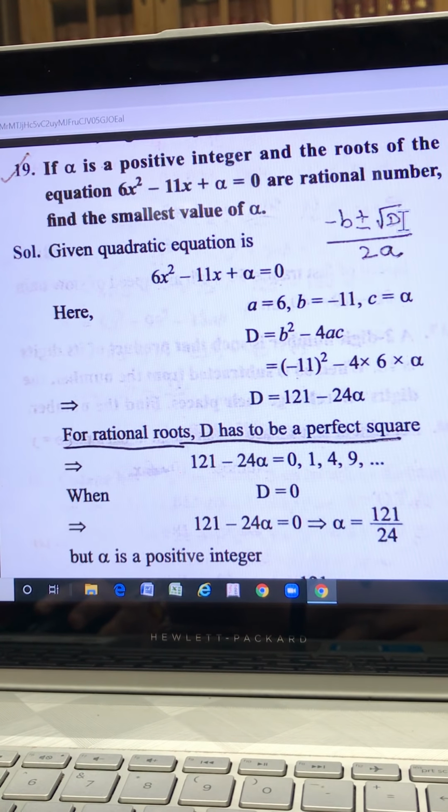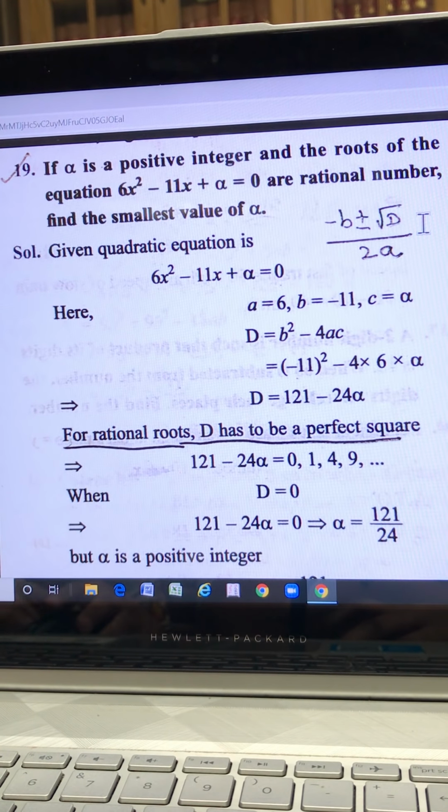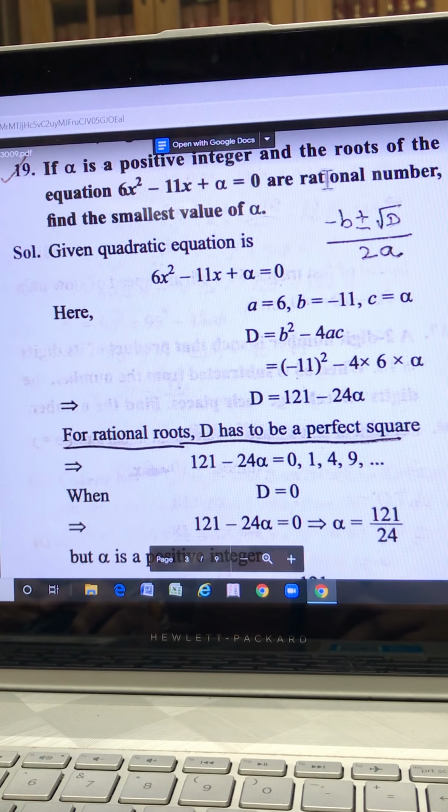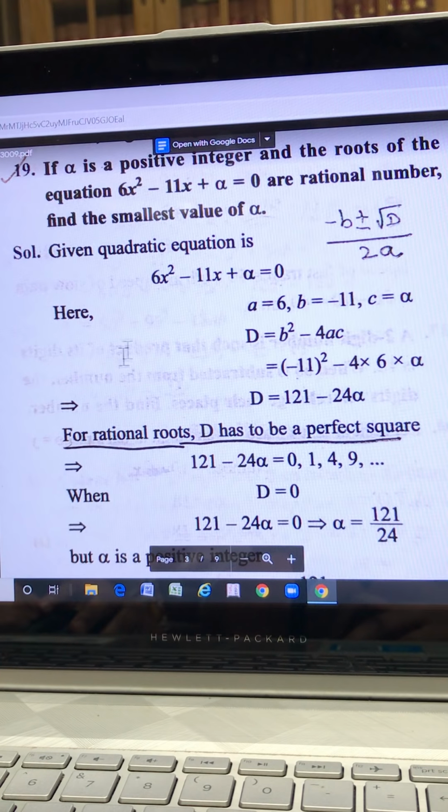So D is some number which is a perfect square, so that you can simplify the square root. This is the only concept that we will be using in this question. Again I am repeating that if the roots of the quadratic equation are rational, that means that the discriminant is a perfect square. So now we'll proceed.